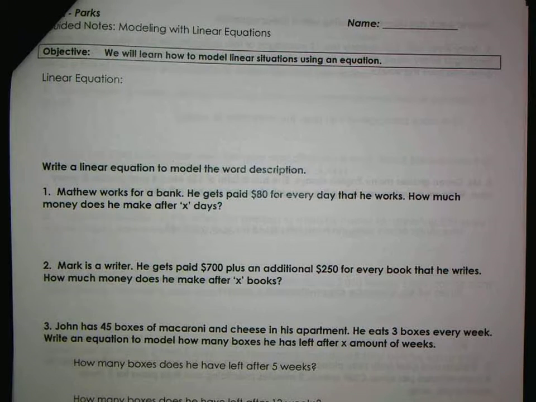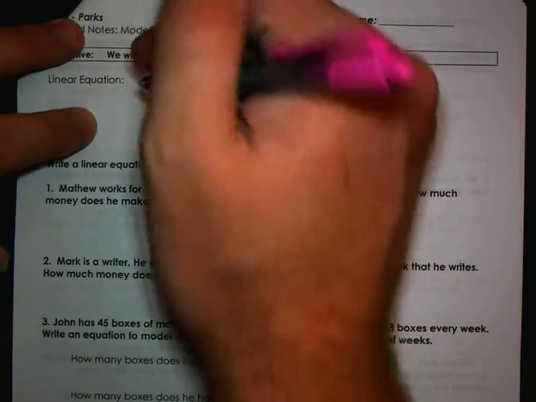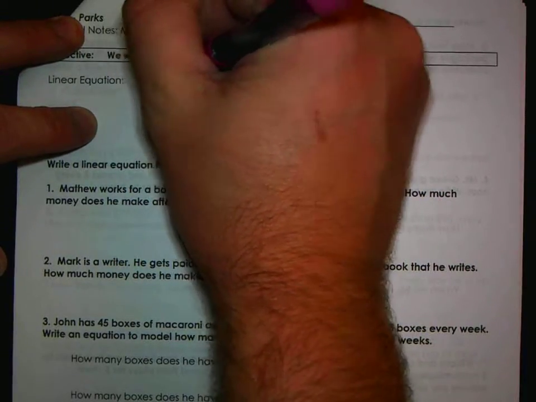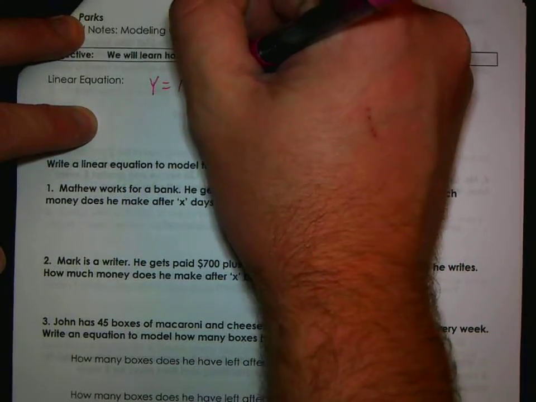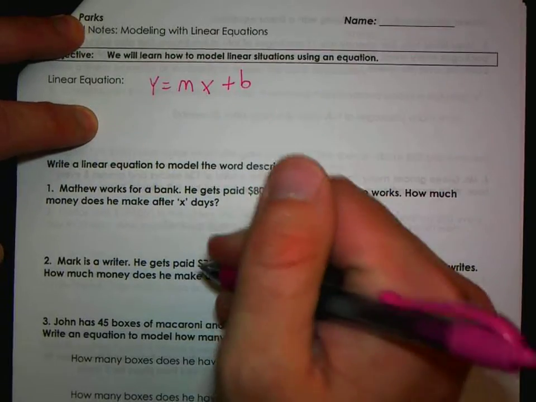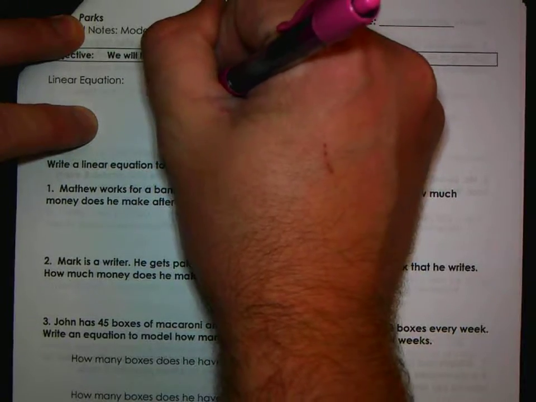So today we will learn how to model linear situations using an equation. And remember, the linear equation is y equals mx. We call this your slope.